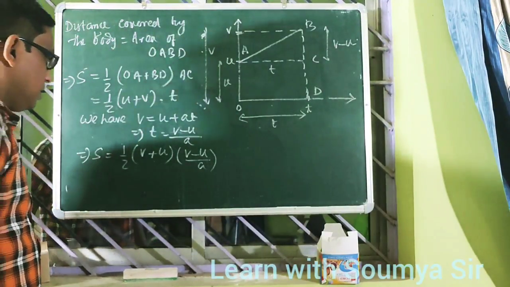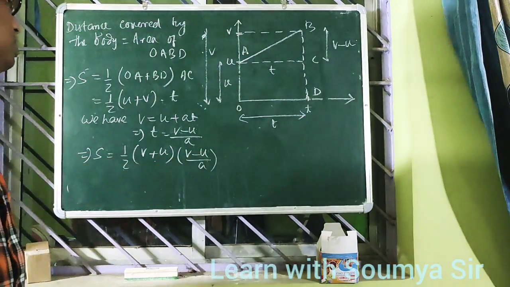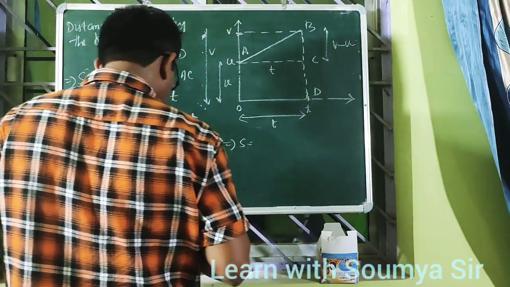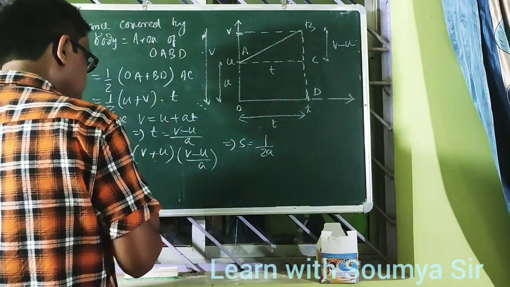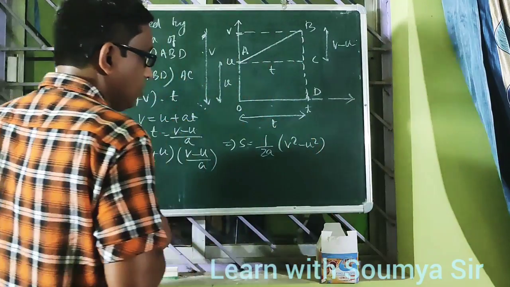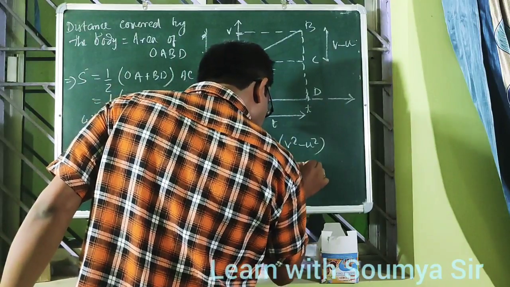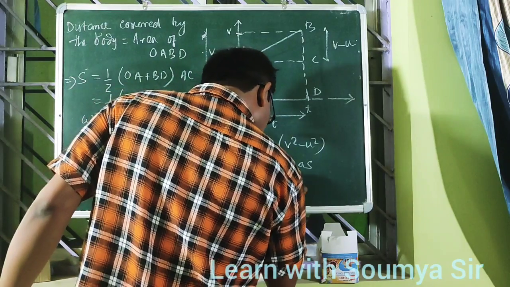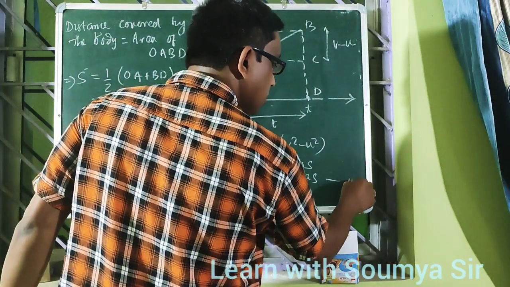So what can I write? This is a plus b into a minus b, which is a square minus b square. So it implies that s is equal to 1 by 2a, this is 2a, v square minus u square, or I can write v square minus u square is equal to 2as, or I can write v square is equal to u square plus 2as. This is the number 3 equation.